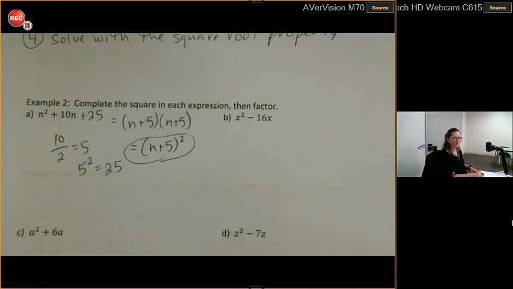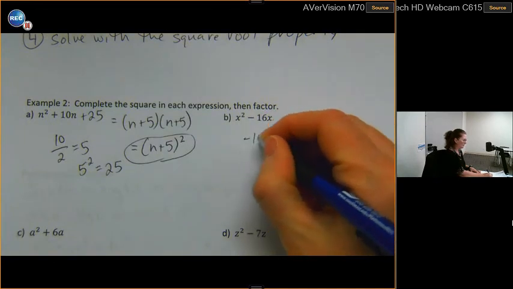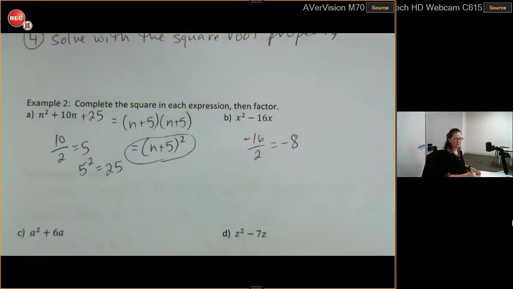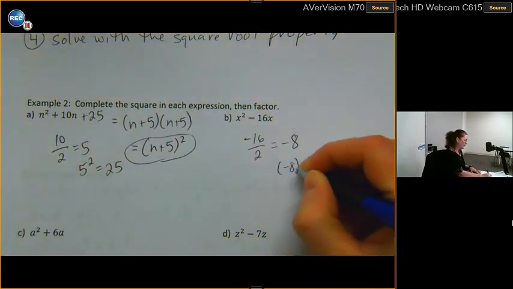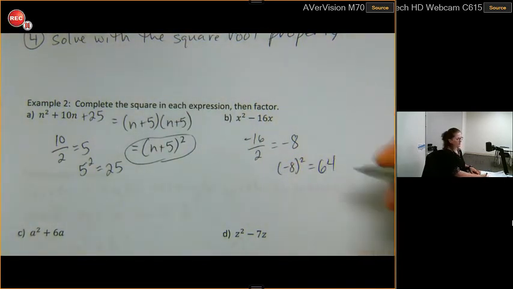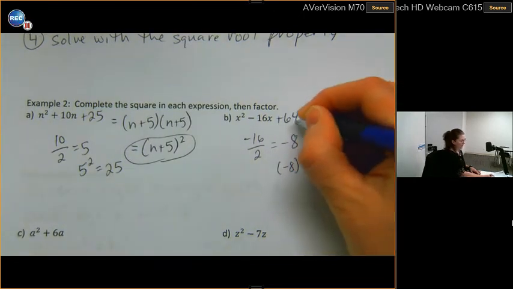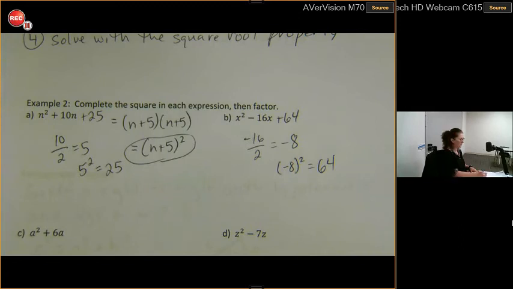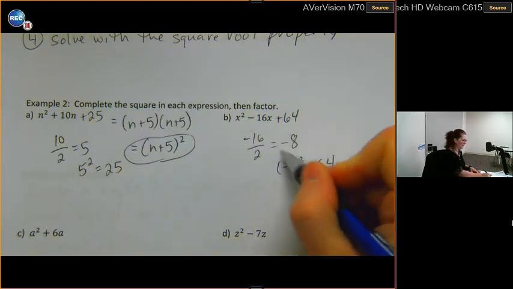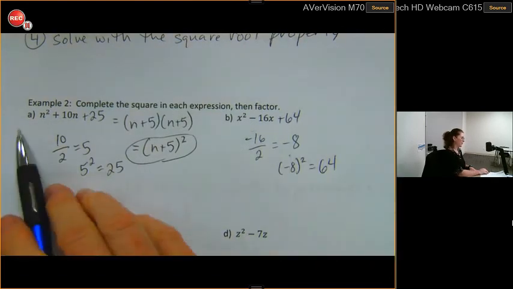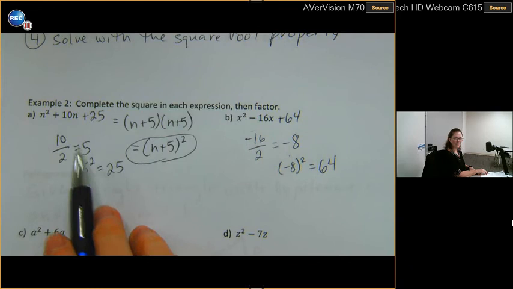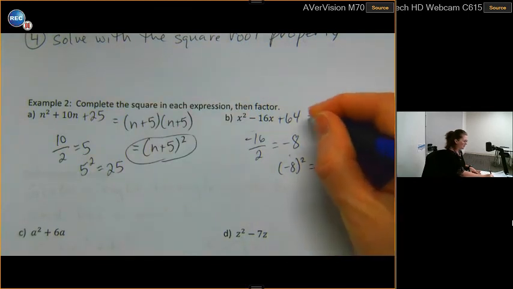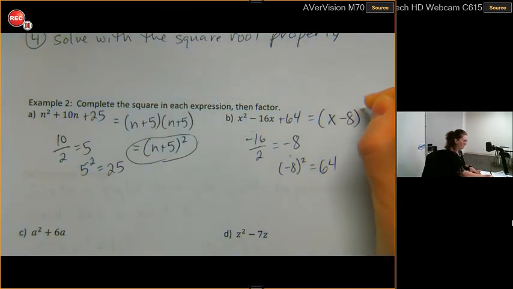So if we repeat this process on letter B, we take the negative 16, divide it by 2, and get negative 8. Negative 8 squared is positive 64. So I'm going to add 64. Then I look for two numbers that multiply to 64 and add to negative 16, which is negative 8 and negative 8. Oh wait, I've seen those numbers before right there. It's always going to work out this way. On letter A, it was that 5. It was the answer to that second step before you squared it is what goes here. So the same is true on this one, x minus 8 squared.